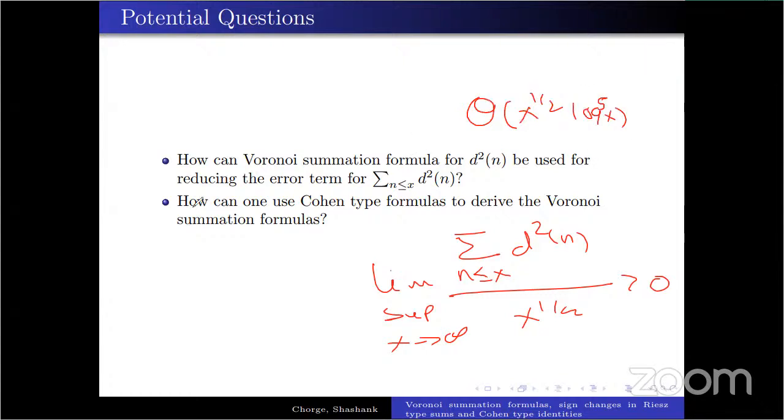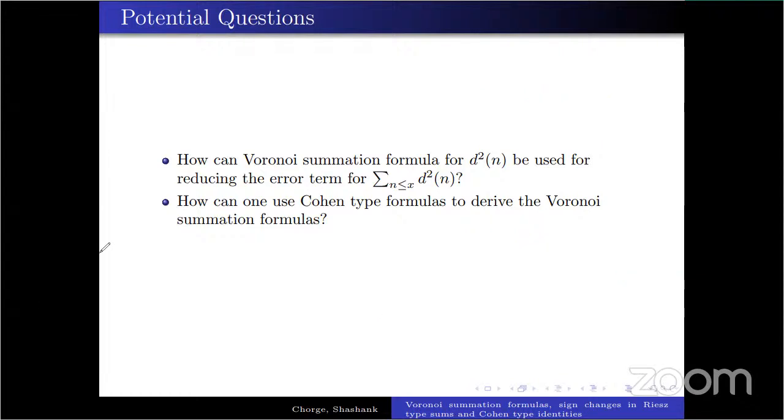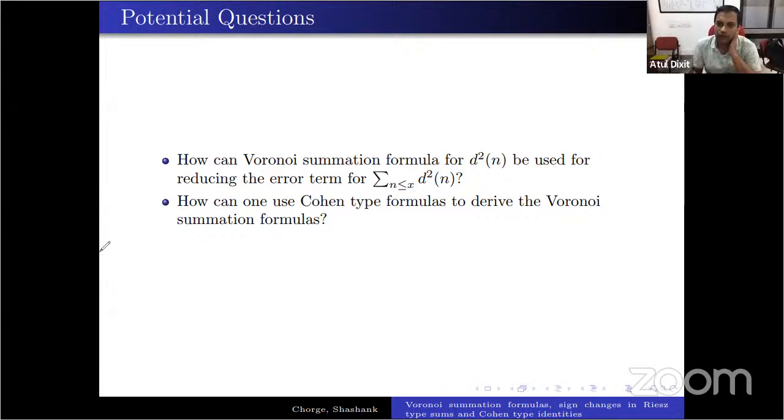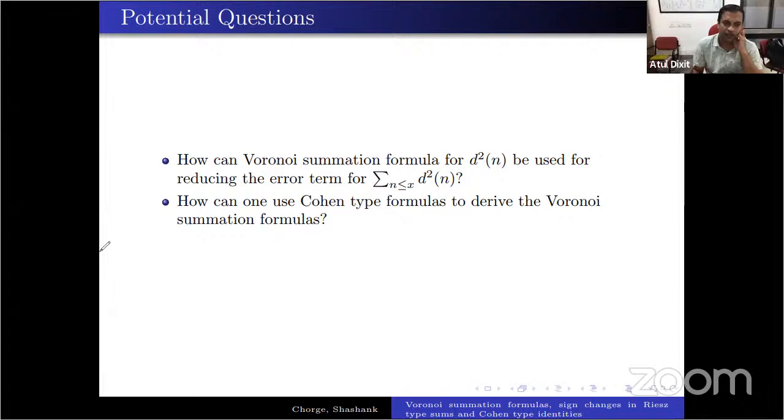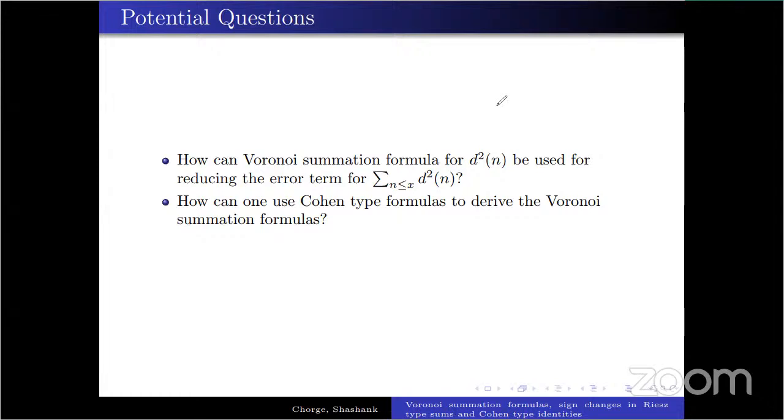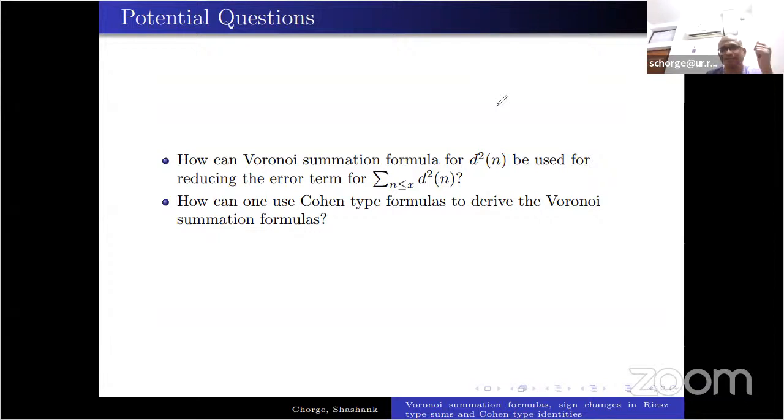And this Voronoi summation formula for d square n was first given, I hope, by Ramanujan. He didn't give a proof, I think, in his paper. There wasn't a Voronoi summation formula. He had the main term and error term, the asymptotic formula was there, but Voronoi was not there. Of course, he gave asymptotics and he gave some conjectures, I guess three fifths or something. I remember, the error term he gave was 3/5 plus epsilon.